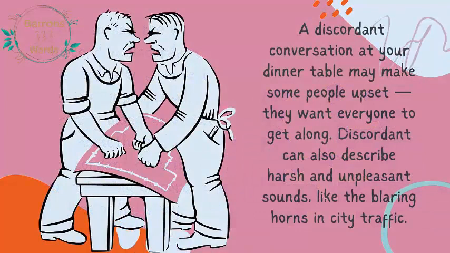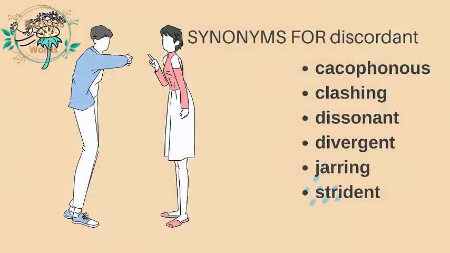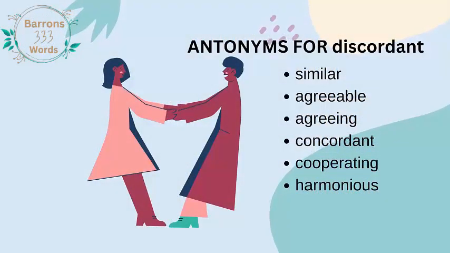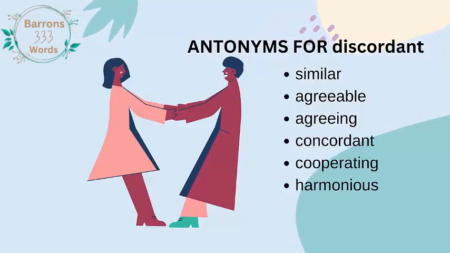A discordant conversation at your dinner table may make some people upset. They want everyone to get along. Discordant can also describe harsh and unpleasant sounds, like the blaring horns in city traffic. Synonym: cacophonous, clashing, dissonant, divergent, jarring, strident. Antonym: similar, agreeable, agreeing, concordant, cooperating, harmonious.